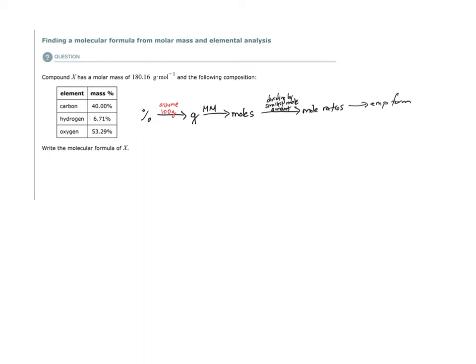Okay, so we've got another unknown sample. We want to determine its molecular formula. We have carbon, hydrogen, and oxygen. We start with 40% by mass carbon in this sample, 6.71% hydrogen, and 53.29% oxygen. By assuming 100 grams, this is 40 grams, 6.71 grams, and 53.29 grams of oxygen.